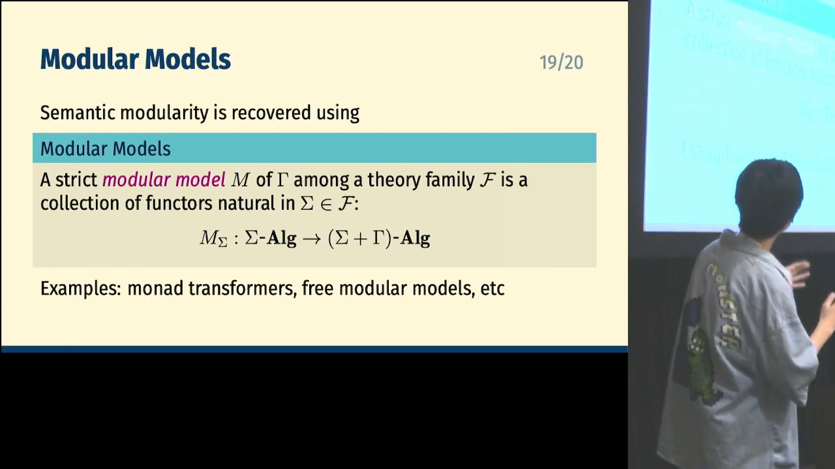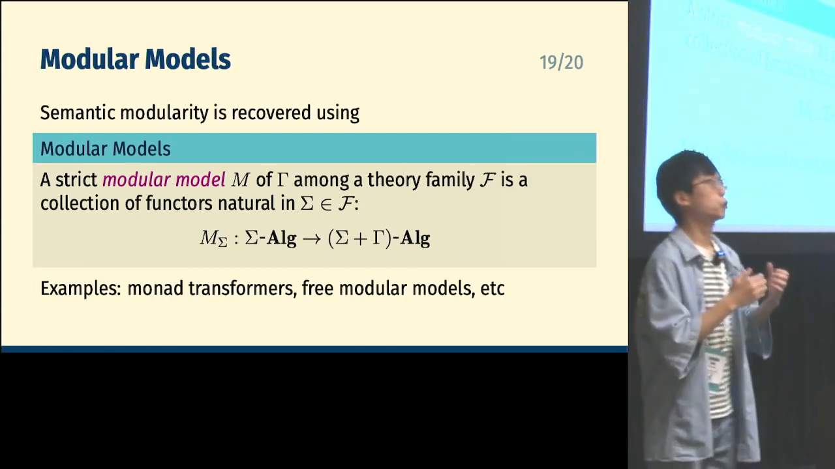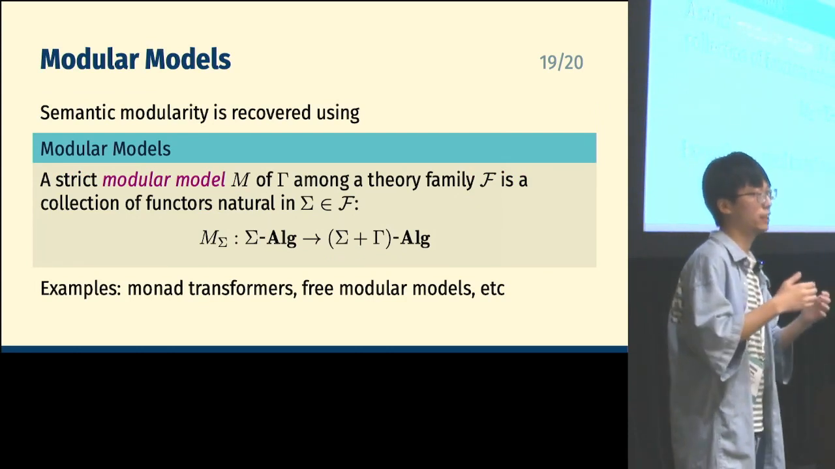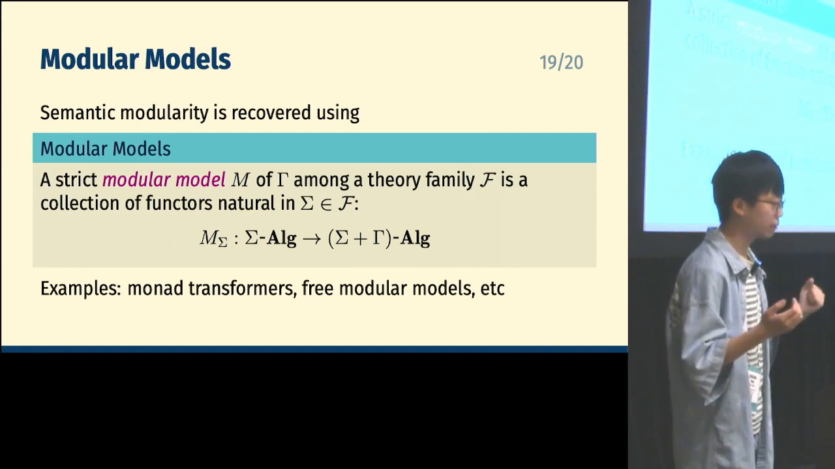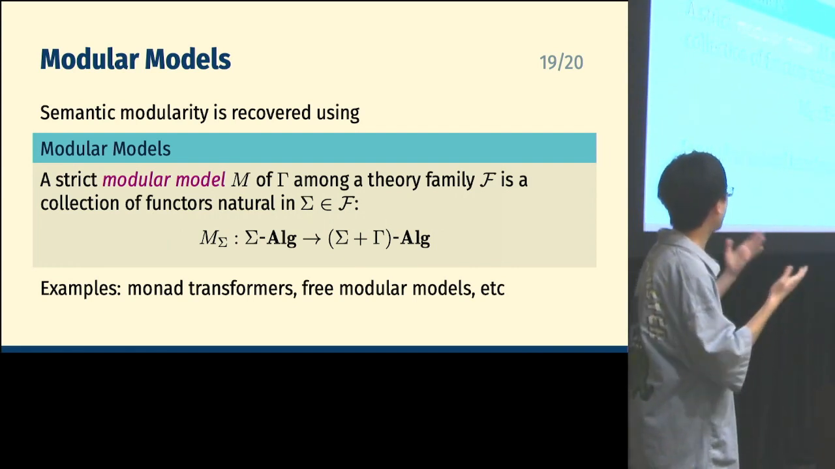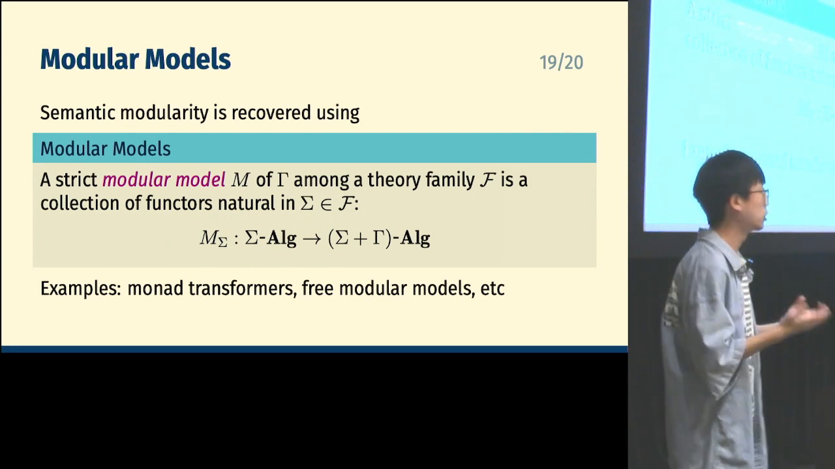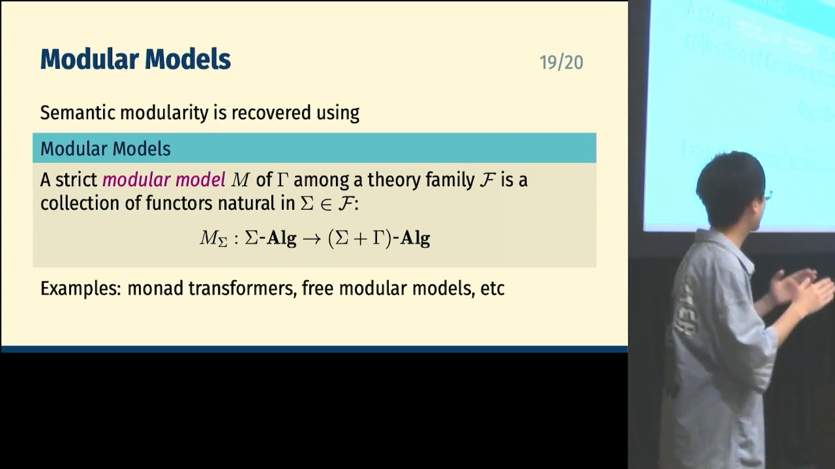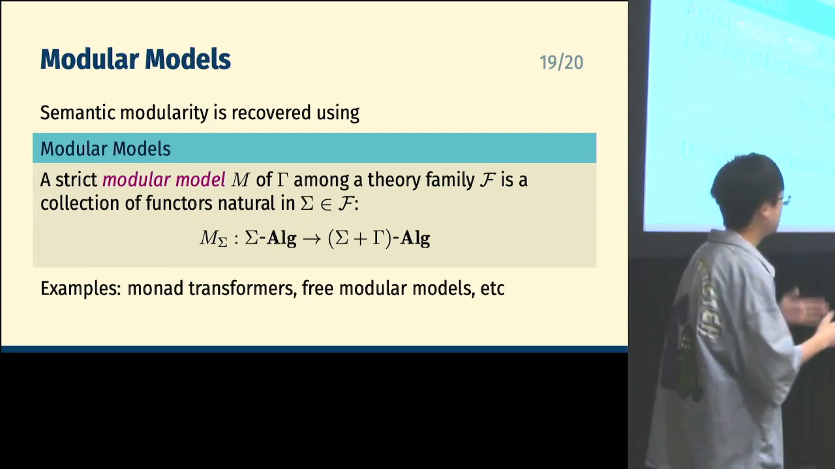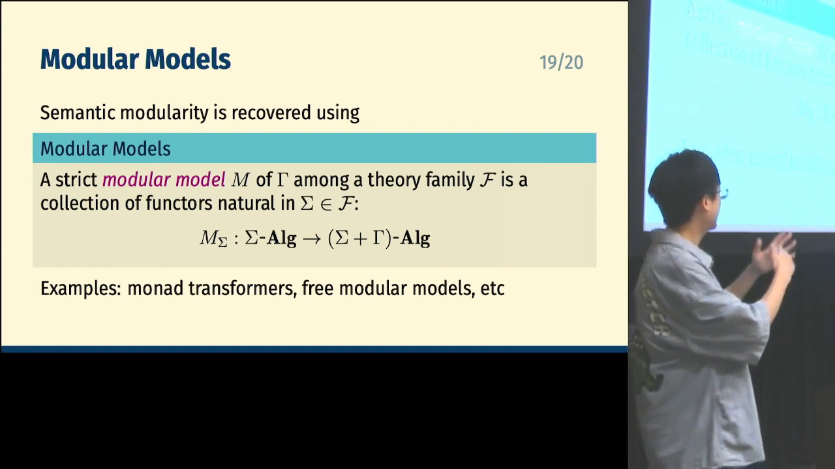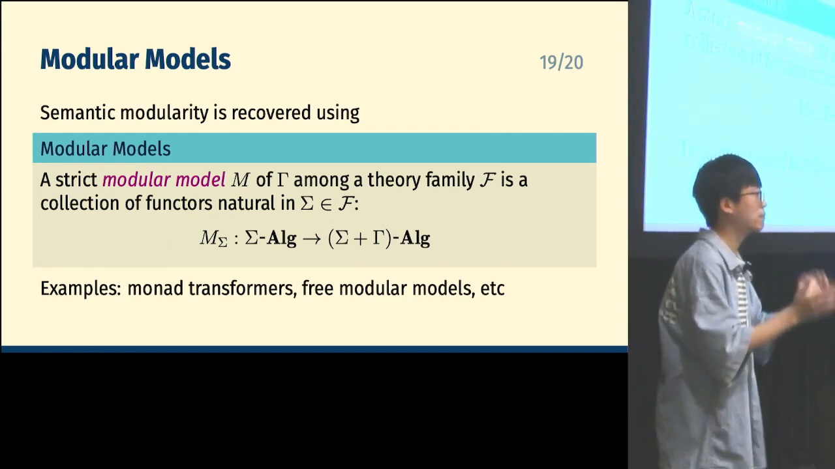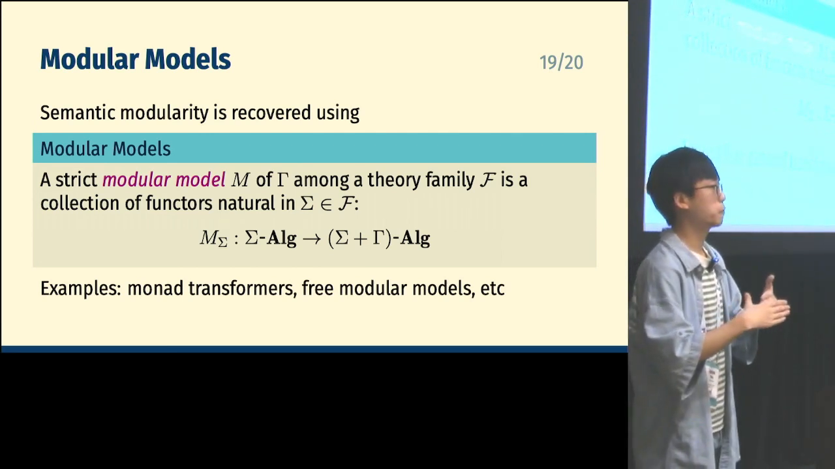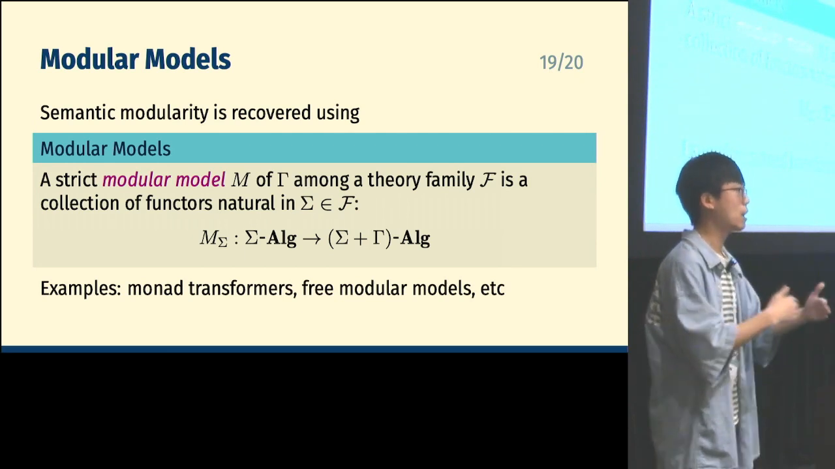The next thing I'd like to say is that semantic modularity in the full generality of our framework is not automatic. So this is different from traditional algebraic effects. Instead, we need to recover semantic modularity by formulating a notion of modular models. A modular model M of some theory gamma among a theory family F is basically a collection of mappings which maps a monoid equipped with some sigma operations, where sigma is in the family F, to a new monoid equipped with both a sigma operation and a gamma operation.